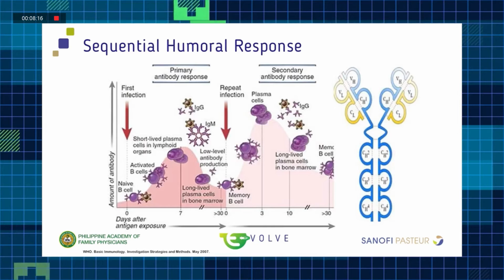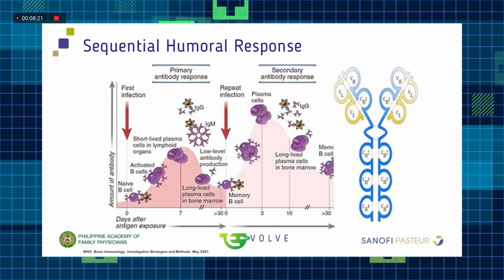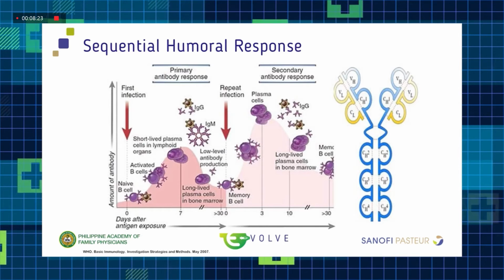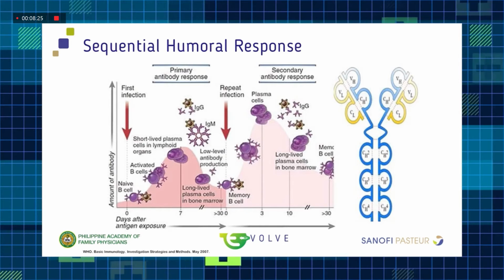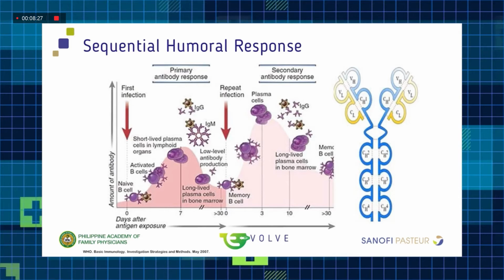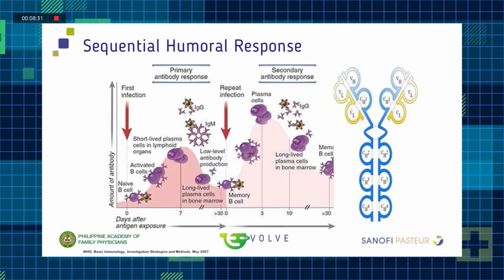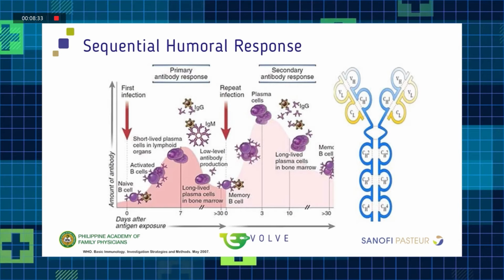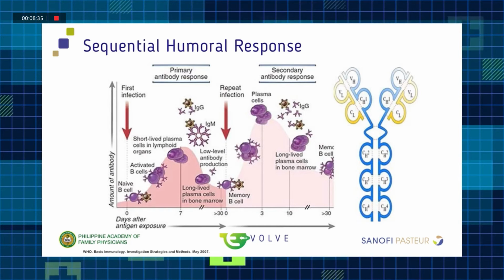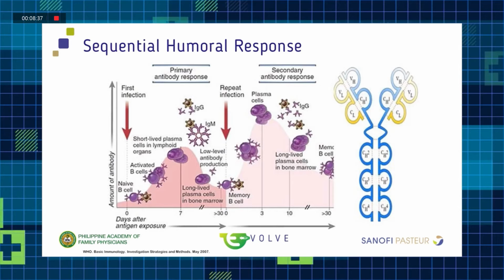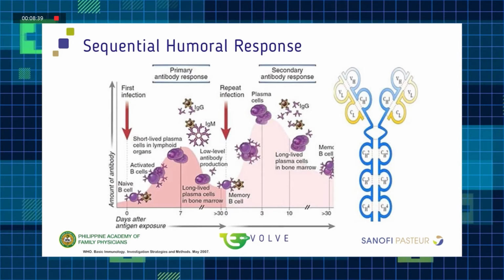IgM are produced as a first response to many antigens, and levels remain high transiently, while IgG are produced only after IgM, and higher levels may persist in small amounts throughout life. IgG are produced in large amounts during secondary response as a result of persistence of antigen-sensitive memory cells after the primary response.